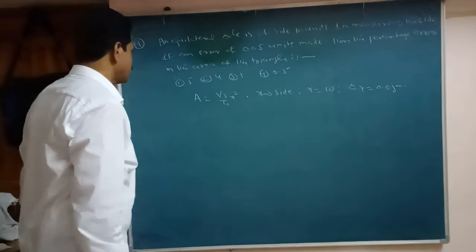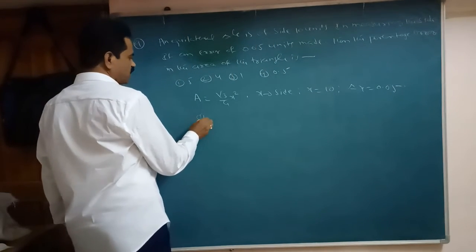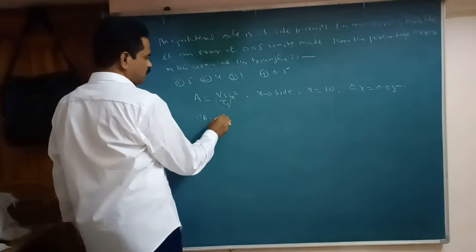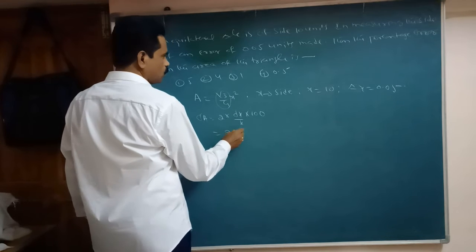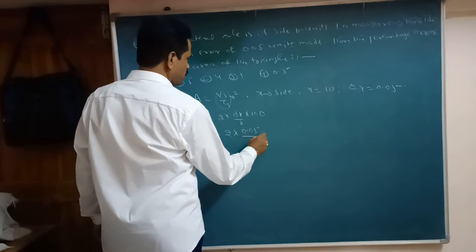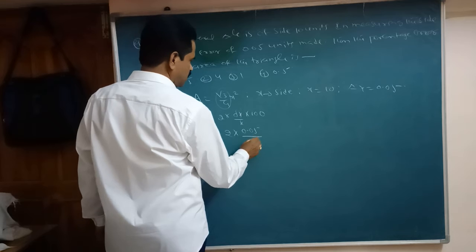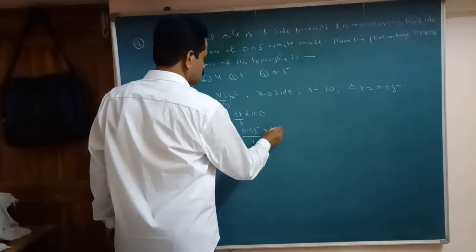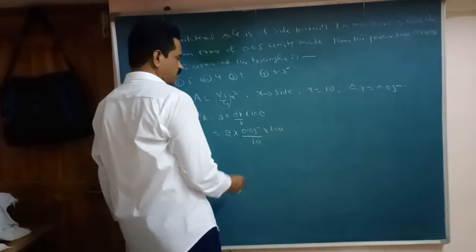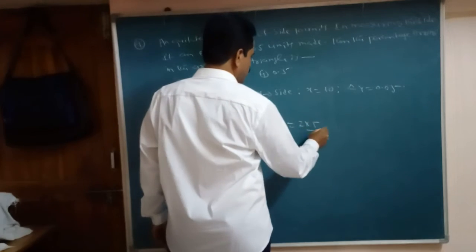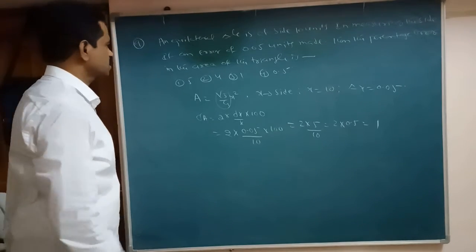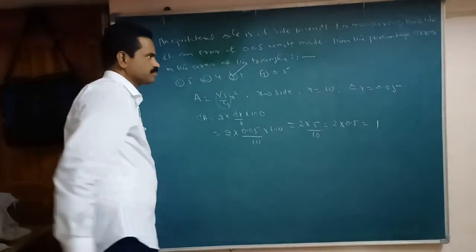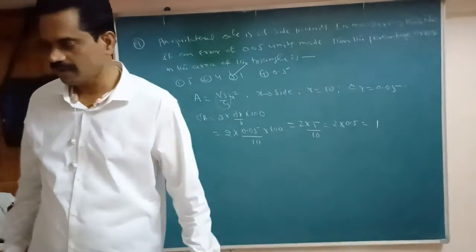Then the percentage error of the area of the triangle: directly we can take, no need to consider root 3 by 4, 2 into delta x by x into 100. That is 2 into 0.05 by 10 into 100, which is 2 into 5 by 10, equal to 2 into 0.5, that is 1 by 2. The 2 cancels, so the percent error is 1%.